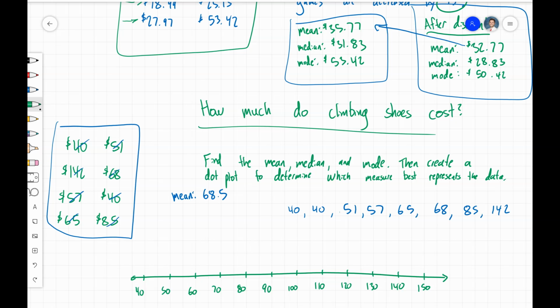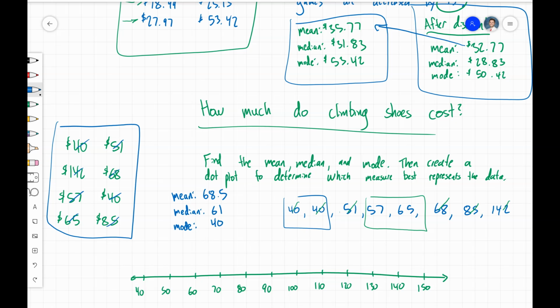And again, we can find our median, working our way toward the middle. And our two middle values here are 57 and 65. So again, we want to find the number halfway between those two. So that'll be 57 plus 65, and we'll divide that by 2. So 57 plus 65 is 122. And 122 divided by 2 would be 61. So our median is 61. And our mode, we can see we have 2 shoes that cost $40. So our mode is 40.